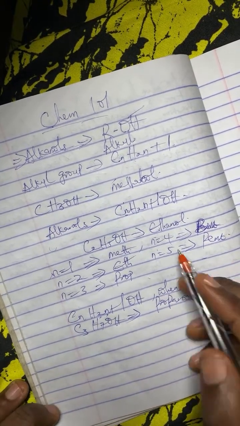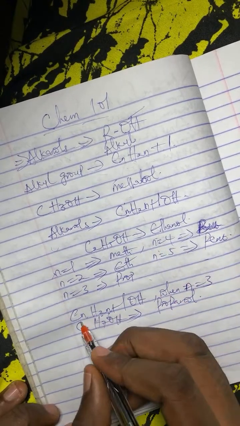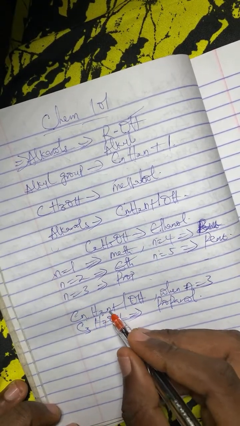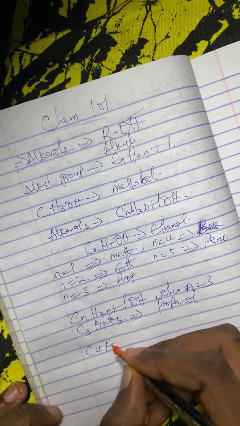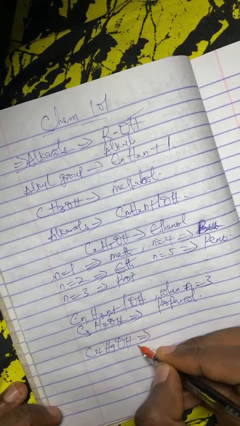Now, if I want to do when n is equal to 4, I will also use the formula: C4, H 2 times 4 is 8, plus 1 is 9. So C4H9OH. That's butanol.